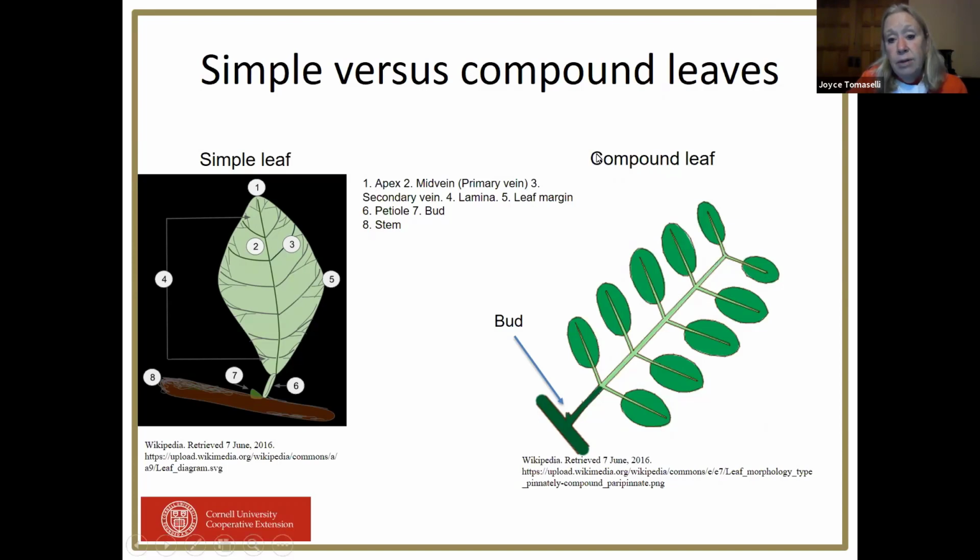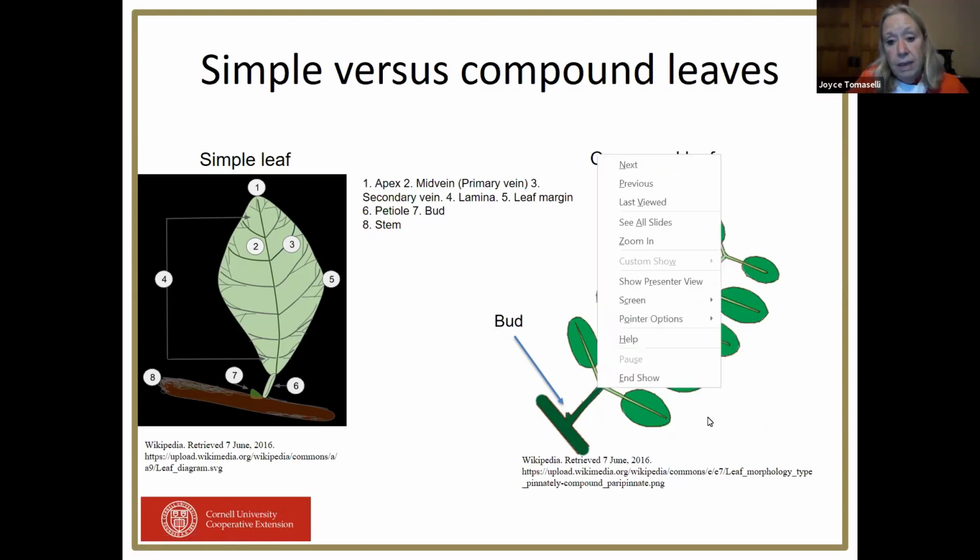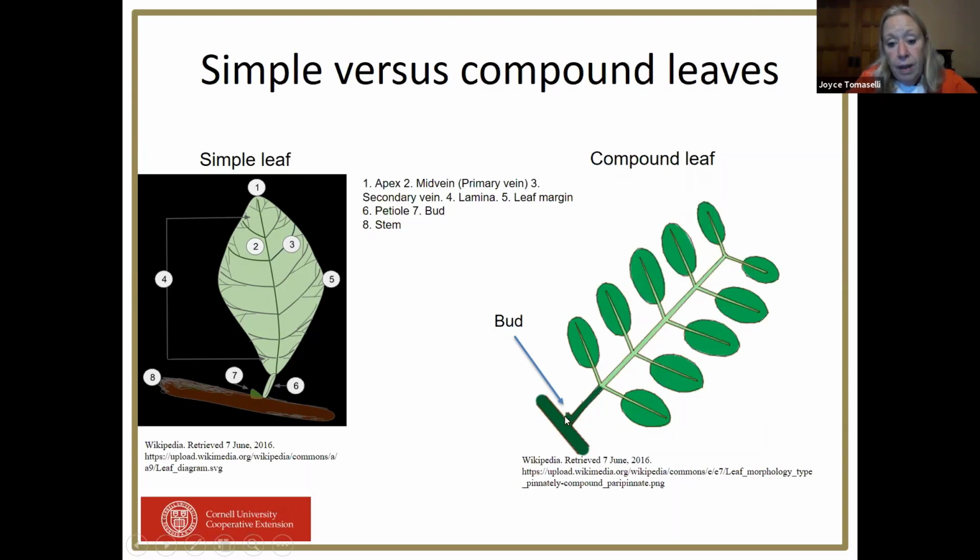And you can also get doubly compound leaves, where there would be the bud, and there would be a stem, and then there would be stems off that with lots of compound leaves. A few other terms that are important here are the apex, the midvein, the primary veins, the petiole. I showed you the bud, the stem, and then this area here is called the lamina, and this over here, this whole thing, is the leaf margin.